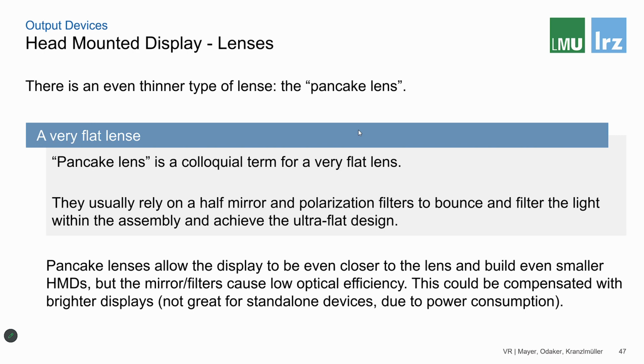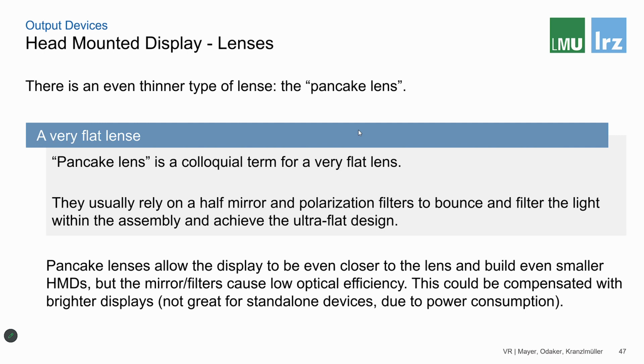The problem with the pancake lenses is that they tend to have what is called less optical efficiency, which means less light goes through, basically. So you need a slightly brighter display to compensate for this, which is not that big of an issue in PC VR devices, so in devices that are tethered to a PC and have an external power source. But of course, with standalone devices, not the greatest thing, but still not that big of an issue. And usually the advantages of the pancake lens compensate for the disadvantages.